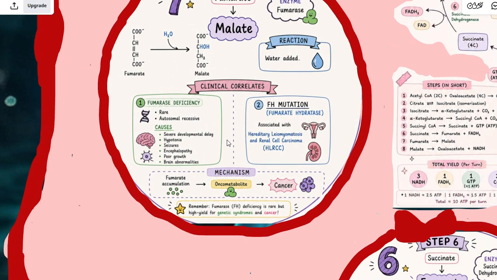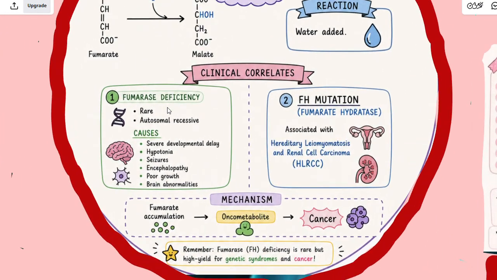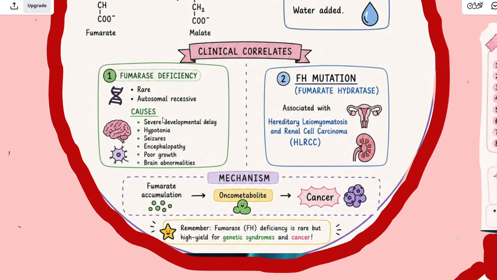The clinical correlation is basically a fumarase deficiency. Whenever we have a fumarase deficiency, by the way, this is rare, it's autosomal recessive. What causes basically fumarate deficiency? There will be a severe developmental delay, some kind of hypotonia. Seizures will be seen, encephalopathy will ensue, poor bone growth, and brain abnormalities. All of these are features of the fumarate deficiency.